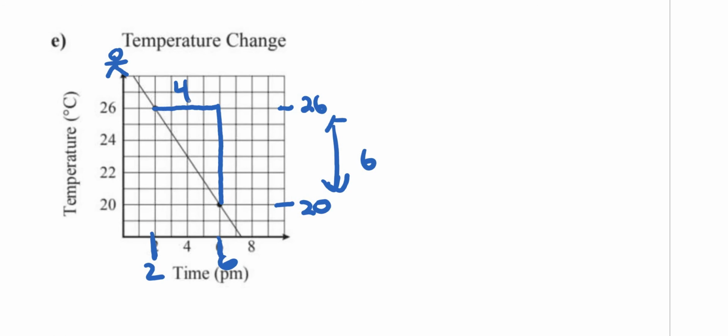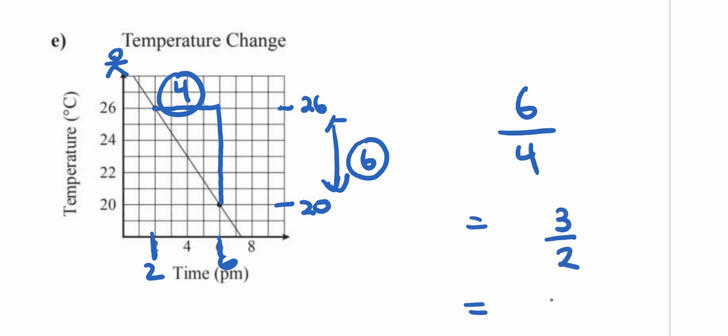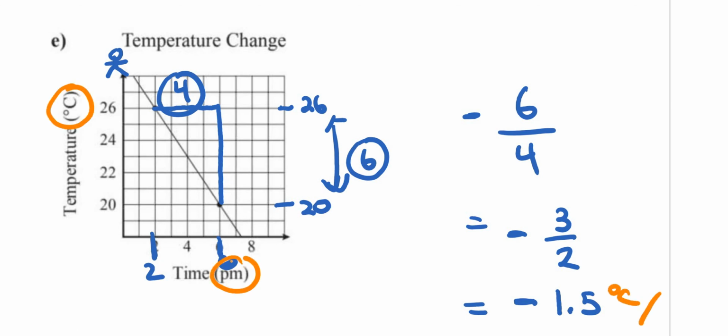Okay, so slope is rise over run, so 6, which is my rise, over my run, which is 4, right? So 6 over 4, which is the same thing as 3 over 2, and 3 over 2 is about 1.5, and it's negative, right? So this slope is negative, and then what are my units? My units are degrees Celsius over time, right? So I guess this is going by hours here, so negative 1.5 degrees Celsius per hour. So the temperature is decreasing 1.5 degrees Celsius per hour.